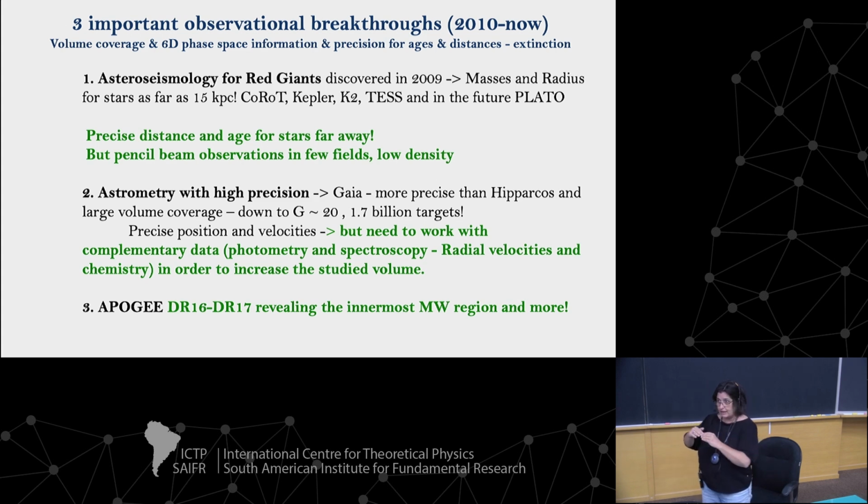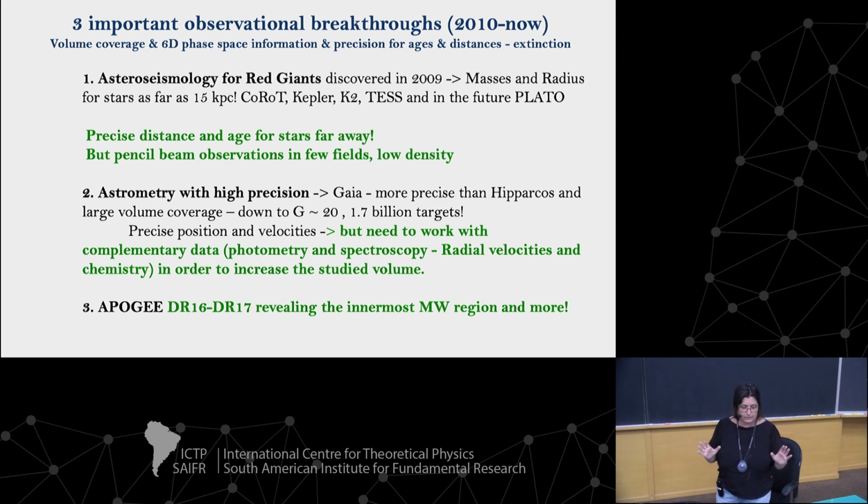Which means if I have a giant, I can go very far away to the other side of the galaxy and have the mass and the radius of that star. And that's also a very good way to then get ages. So astroseismology of red giants was a breakthrough and gives me precise distance and age for stars that are far away and in the field, because otherwise you need a cluster. But clusters don't have the same age baseline, so you want field stars for this job.